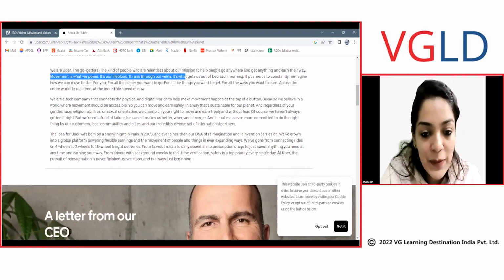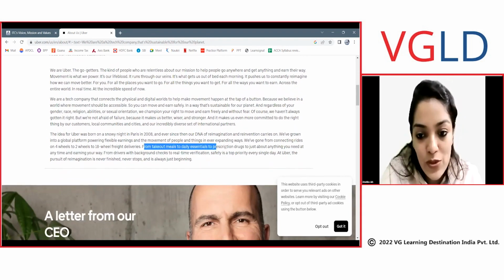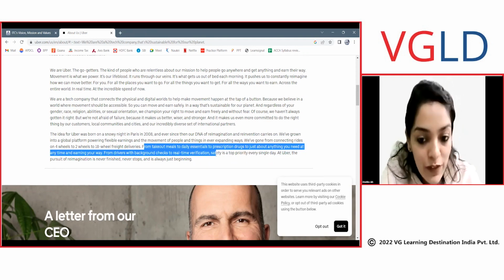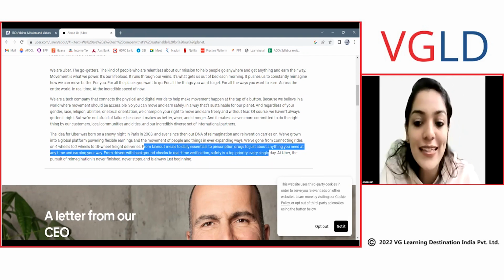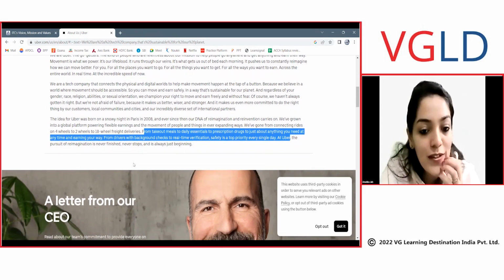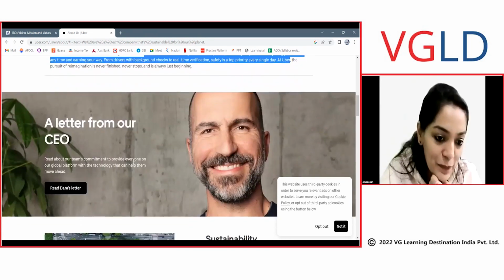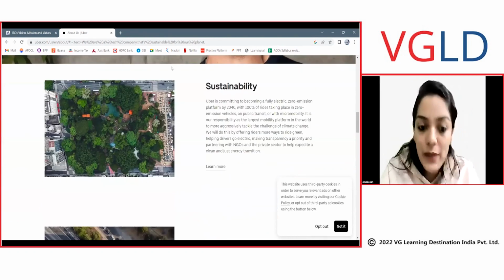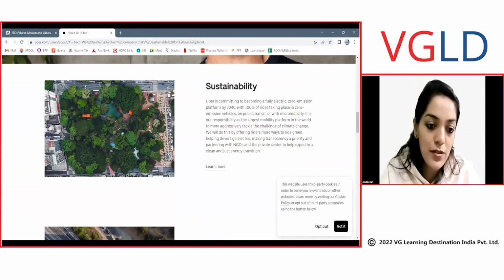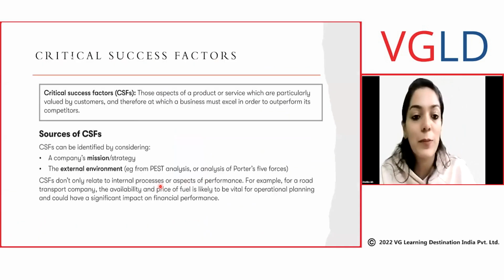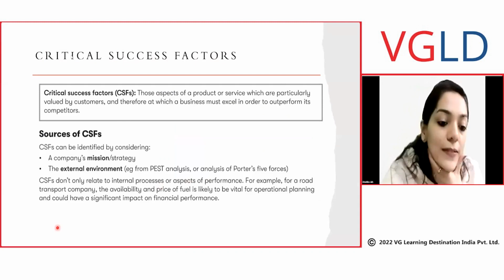Okay, from takeout meals to daily essentials to prescription drugs to just anything you need at any time, and earning your way, from drivers with background checks to real-time verification. Safety is a top priority every single day. At Uber, the pursuit of reimagination is never finished, never stops, and is always just beginning. Okay. So yes, the company has made very large claims in their mission statement, but we all know the reality, at least in India. I don't know about abroad, but in India, we are really struggling with their services.